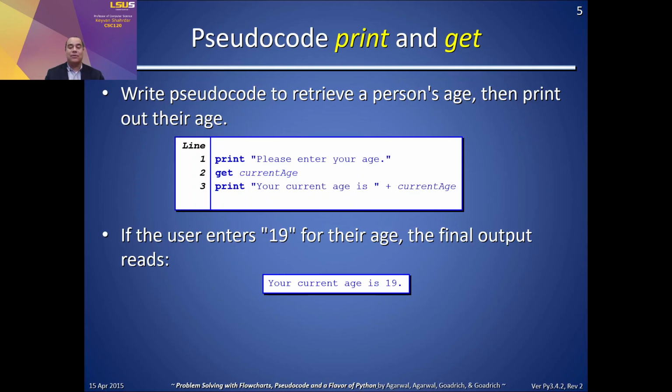You could combine them as well. For an output, you say print, your current age is, space. You see how there's a space here, and then it says plus current age. So that's concatenating. That means we're adding the value of current age to the string right here. So if the user enters 19 for their age, the final output reads your current age is 19. Now remember, this is pseudocode. In actual Python, you'd have to do something a little different, which is casting your integer into a string.